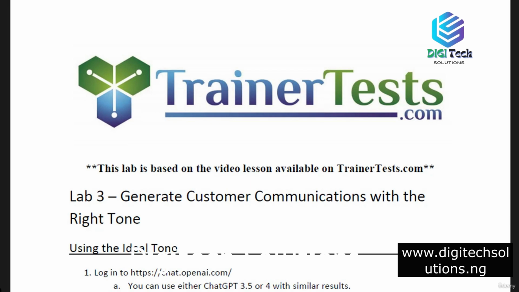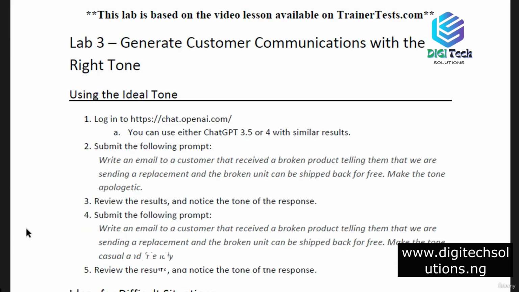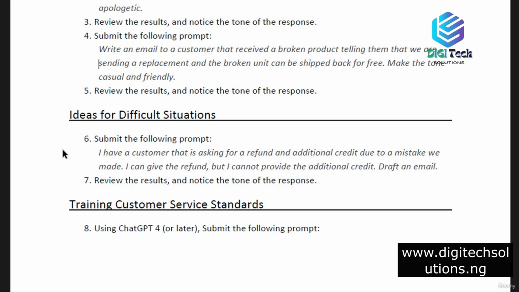Okay, so now it's time to complete our next lab exercise. This is going to be all about generating customer communications with the right tone, and the lab is going to closely mirror what you just saw in some of our videos. So we're going to submit a prompt with a certain tone, and then we are going to change the prompt and use a different tone. Again, though, I would encourage you to think about your own business and possibly try out some different prompts that more align with what you're actually going to use this for.